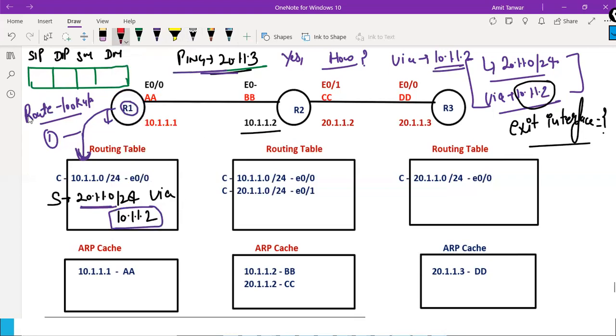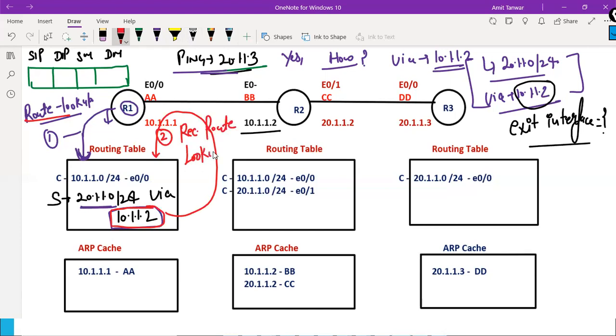So the first was the route lookup. Now the second lookup is for whom? The question is how to reach 10.1.1.2 and what is the exit interface. So one more lookup happens, and this second lookup is known as the recursive route lookup. In the recursive route lookup, the second time it looks for how to reach the 10.1.1.0 network.